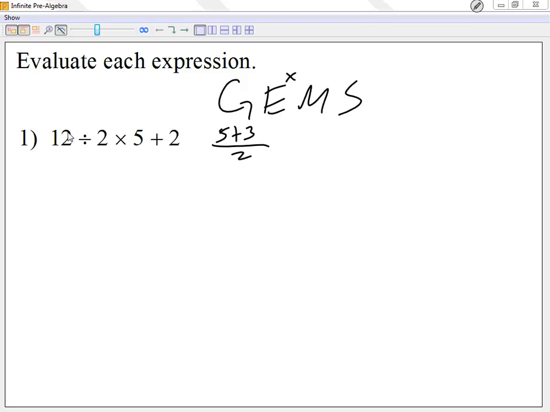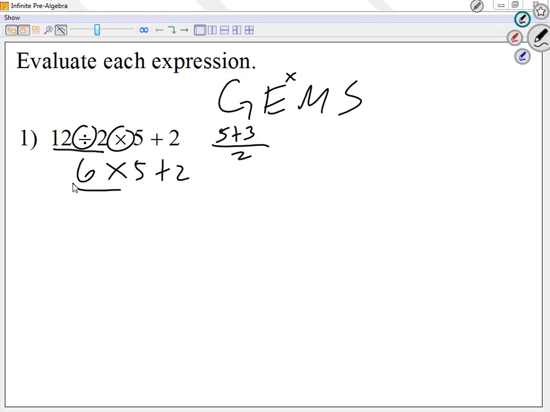Looking at number 1, I see no groups. I see no exponents. I see multiplication and division. I see 2 operations. Since they're treated at the same level, I'm going to do whichever one is at the left. I go from left to right, kind of like how we read. I see division at the left, so that's the first one I'm going to do. But if multiplication was at the left, I would have multiplied first. So go from left to right. 12 divided by 2 is 6, times 5 plus 2.